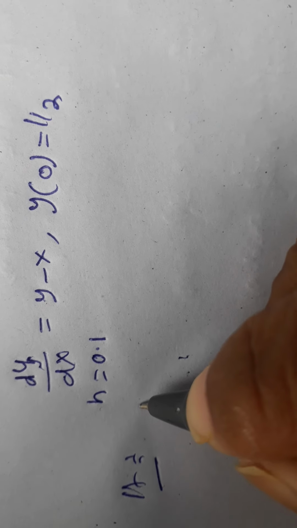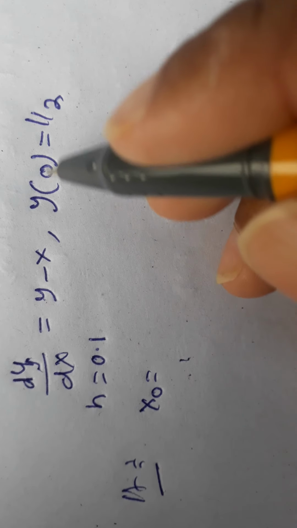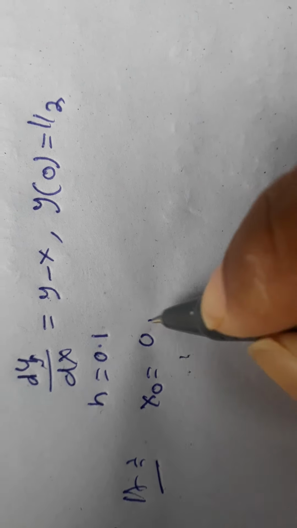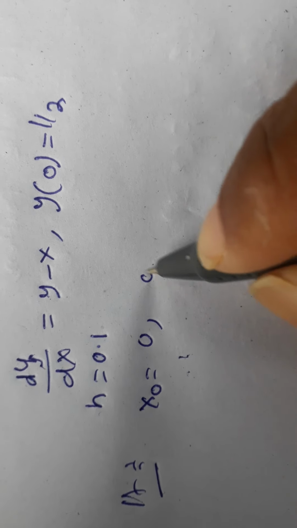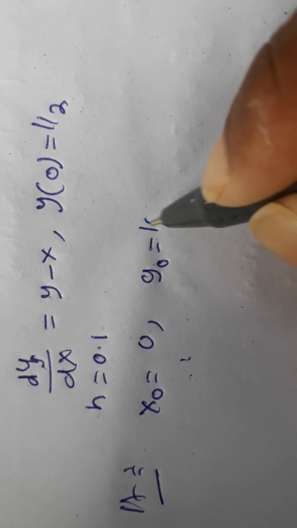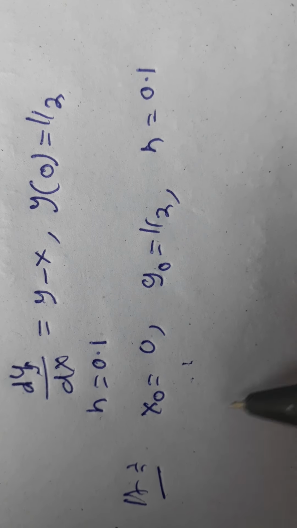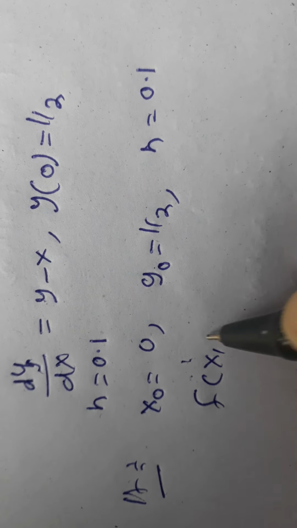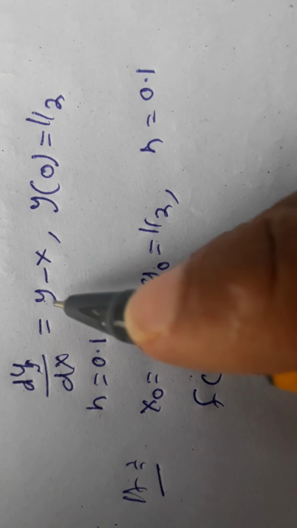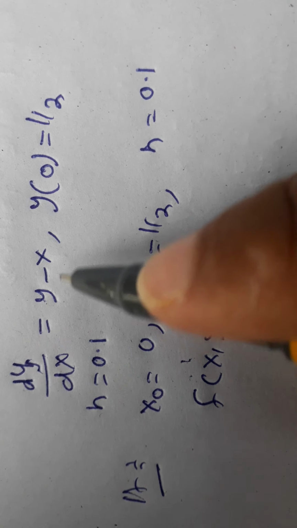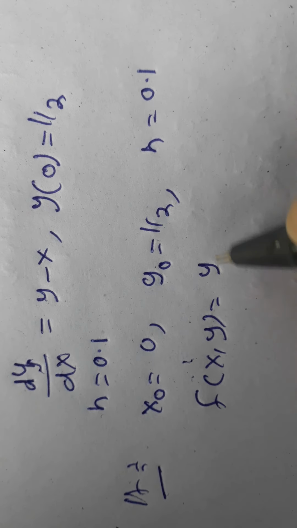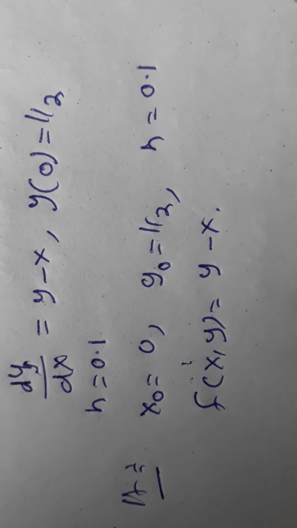Here x0 equal to, as it is given, 0, y0 equal to half, h is equal to 0.1, and the most important thing, f of xy is equal to, as it is given, dy by dx equal to y minus x. So f of xy equal to y minus x.